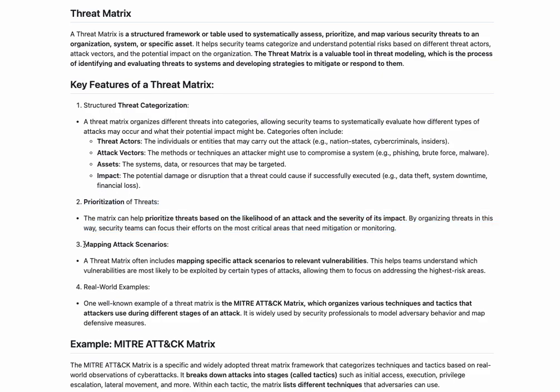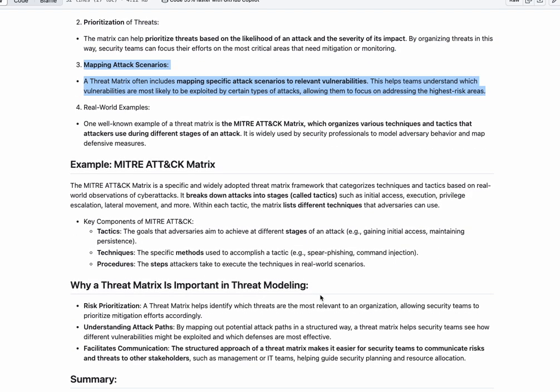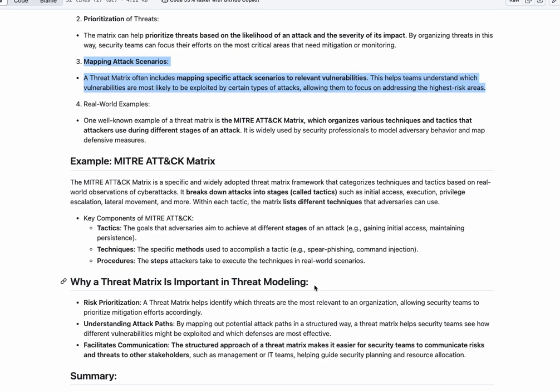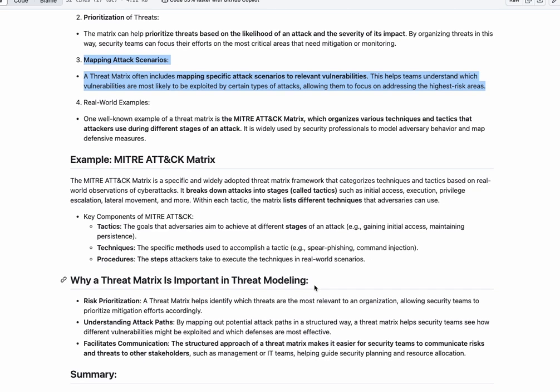Mapping attack scenarios. A threat matrix often includes mapping specific attack scenarios to relevant vulnerabilities. This helps teams understand which vulnerabilities are most likely to be exploited by certain types of attacks, allowing them to focus on addressing the highest risk areas.